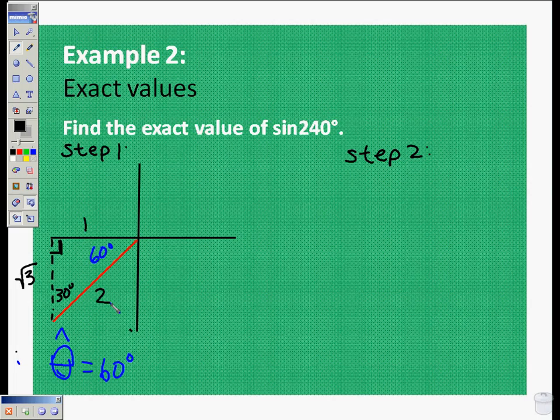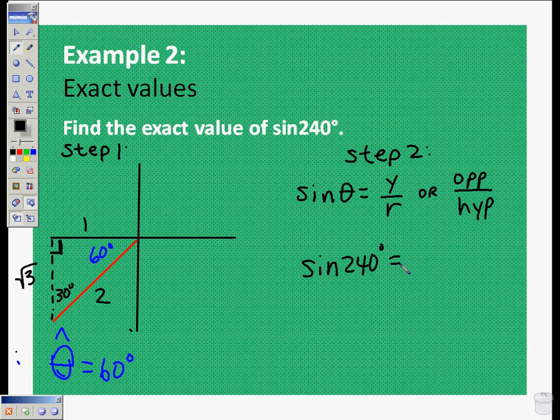So in step 2, we're going to work on finding the actual value of the ratio. So the sine of 240, we remember that sine of theta is equal to y over r, or opposite over hypotenuse. So we go down and we're going to say the sine of 240 degrees is equal to our y value, which is square root of 3, and our r value, which is 2.